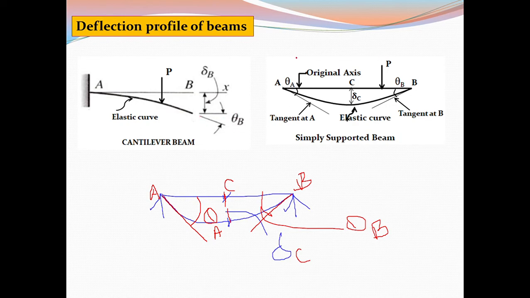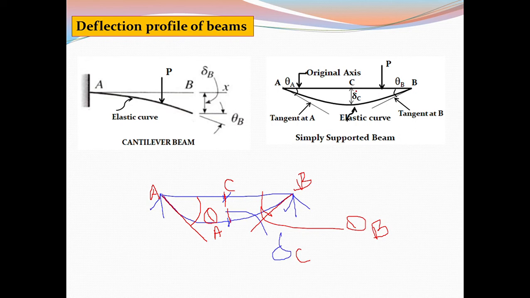Similarly, for the simply supported beam, the deflected profile is known as elastic curve. This is the tangent at the end A, so theta A, and this is the tangent at the end B, so theta B, right?